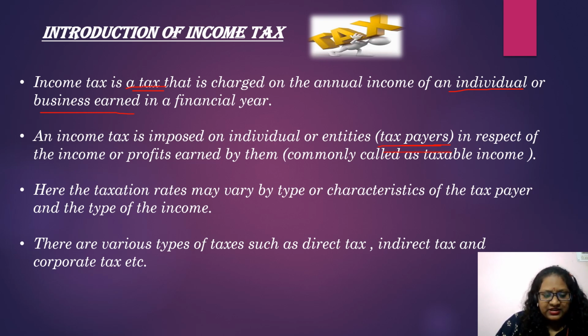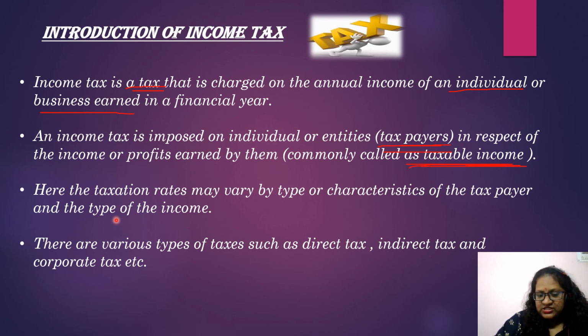Now, in respect of the income or profits earned by them, commonly called taxable income. Whatever income or profit that an individual earns or a business entity earns, that income is called taxable income, and income tax is calculated on that amount of income. Here, the taxation rates may vary by type or characteristics of the taxpayer and the type of the income.